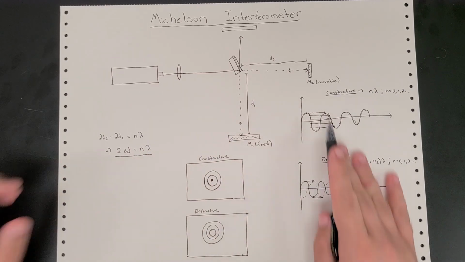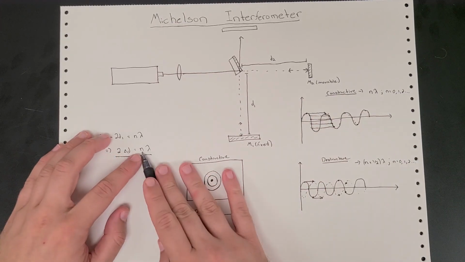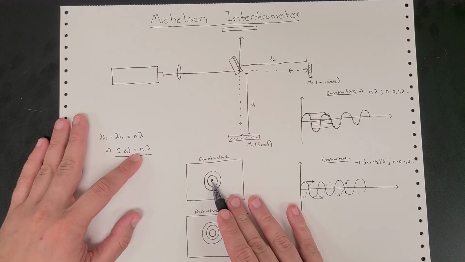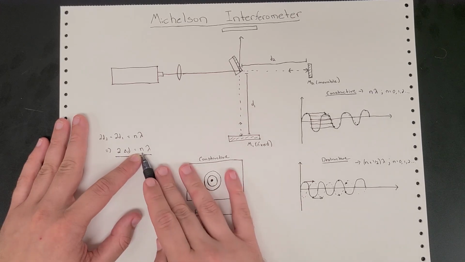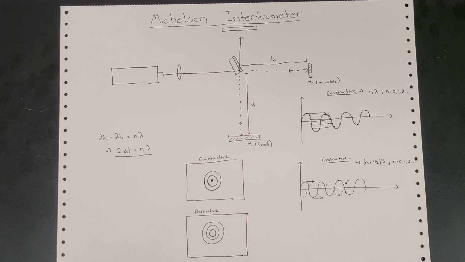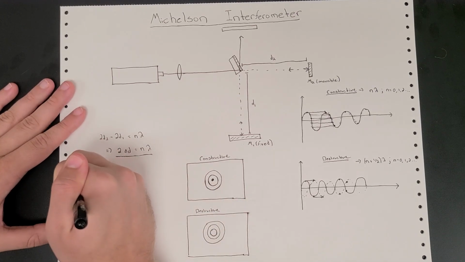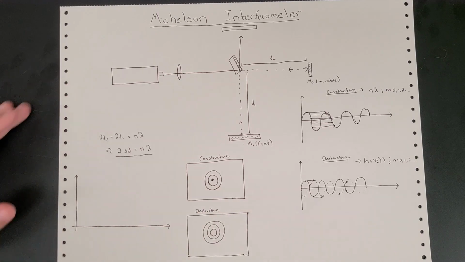So what we're going to do is move this mirror some distance delta d, and count the number of times that this goes from bright to dark, so we're counting these number of cycles, which is n. We can then take that information, plug it into this equation, and solve for lambda. So let's see what the graph of this might look like.